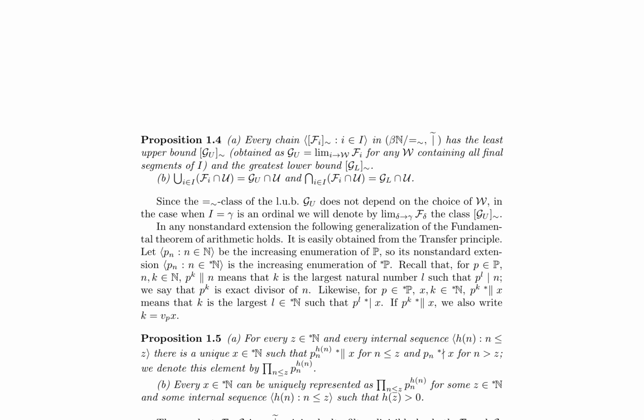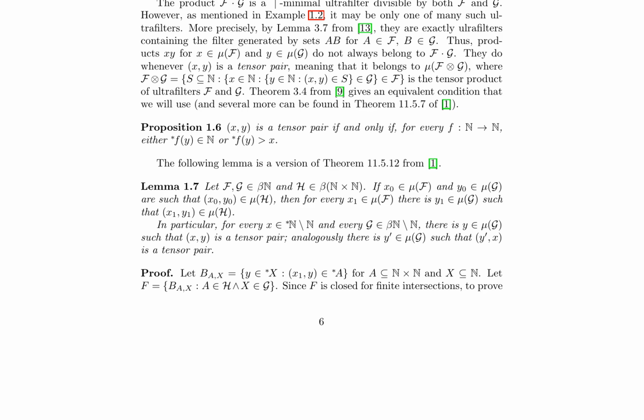The product of two ultrafilters F and G is defined as a τ-minimal ultrafilter divisible by both F and G. However, it is noted that there may be multiple ultrafilters satisfying this property, and the product of two ultrafilters may not always belong to the product of the ultrafilters.